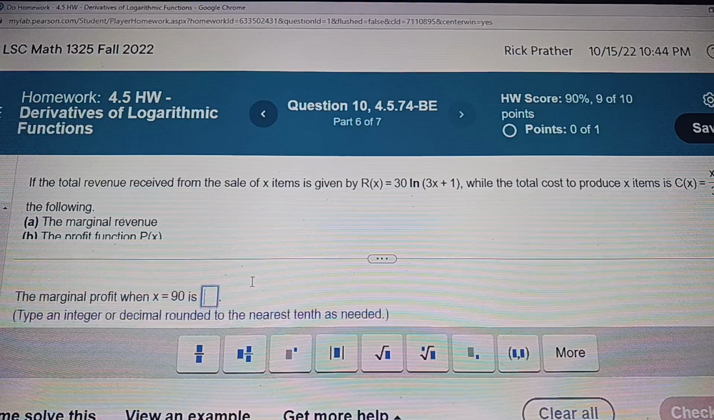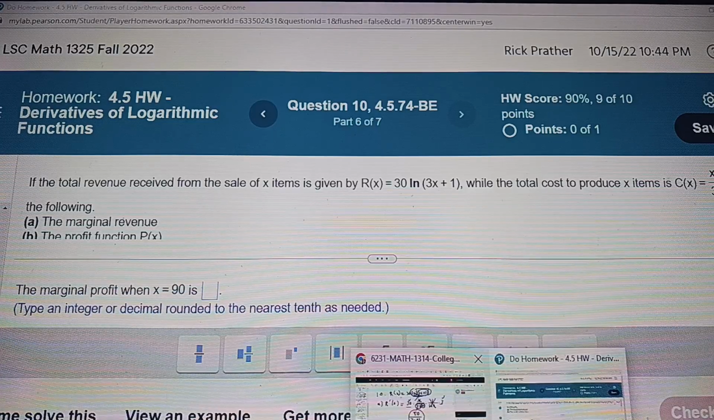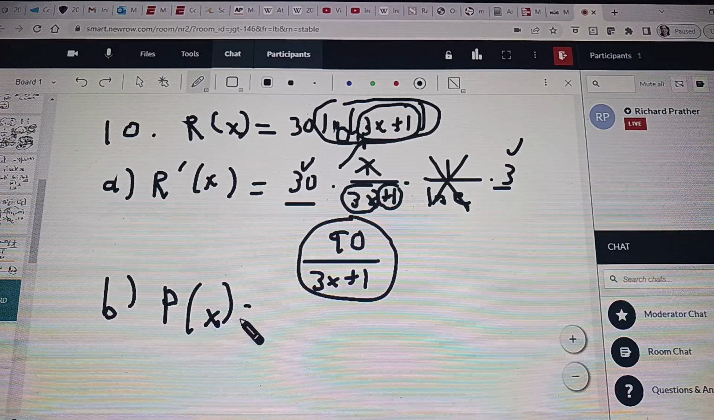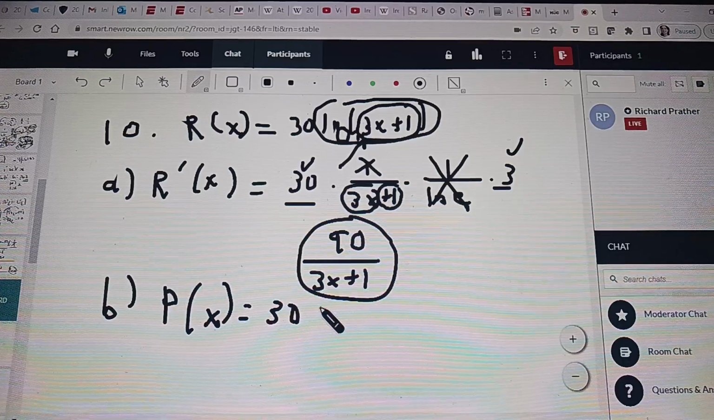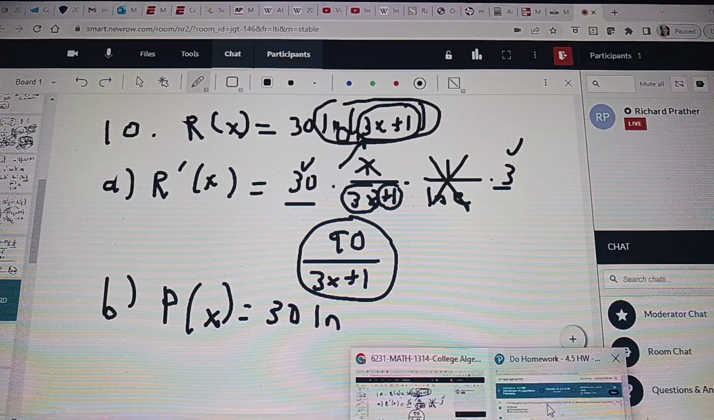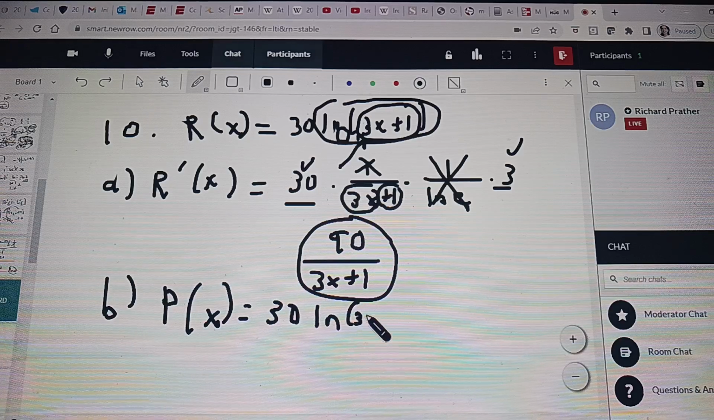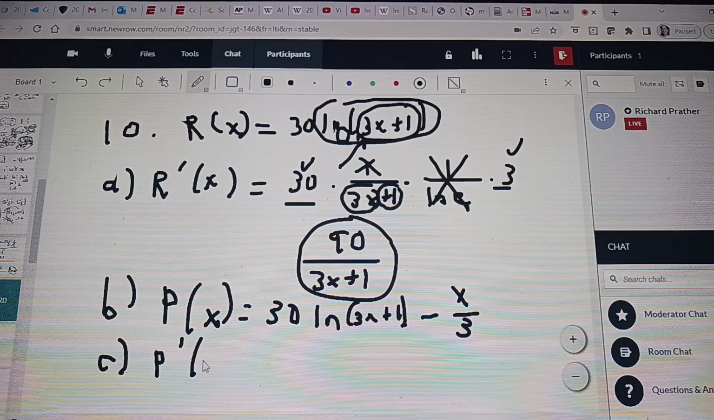Okay, and it does say round to the 10th, so that means decimals are going to be okay at some point. So part B, the profit function, not derivative, but just regular profit function, was 30 ln of 3x plus 1 minus x over 3. So part C, we need to do the derivative of that first, and then we'll plug 90 in after we get this.